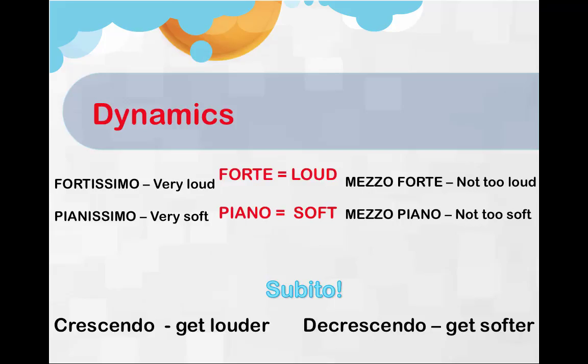If the composer wants the musician to play softly, they won't write soft, they will write piano. All right, so we have forte and we have piano. Let's say the composer wants the musicians to play very, very loud. They will write fortissimo. If the composer wants the musician to play very, very softly, they will write pianissimo. All right, so we have forte, loud, fortissimo, very loud. Piano is soft, pianissimo is very soft.